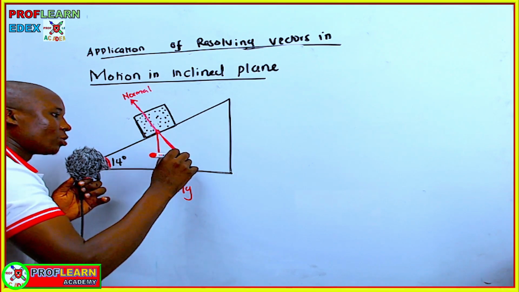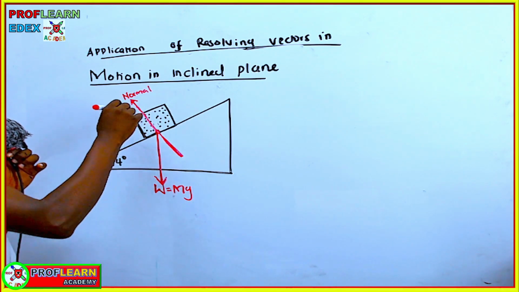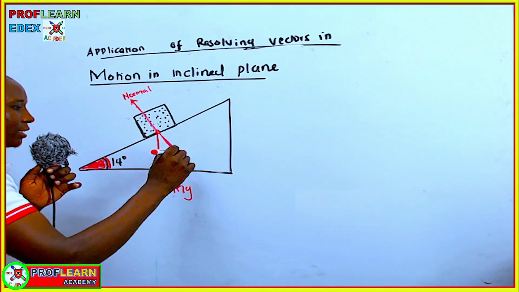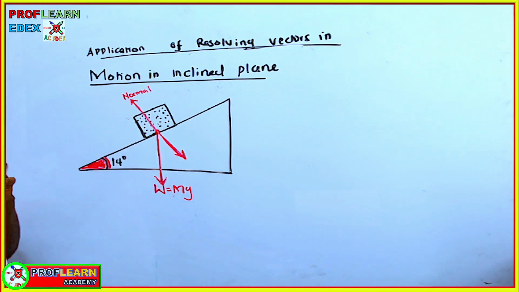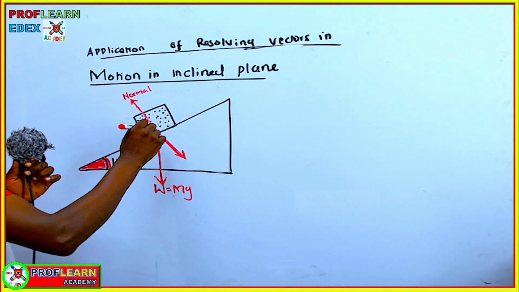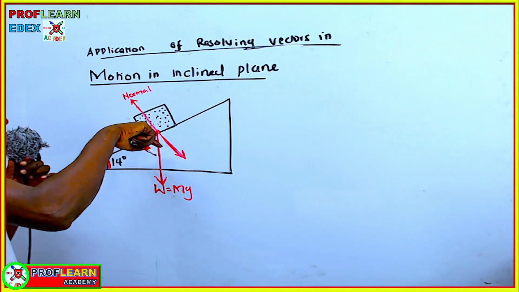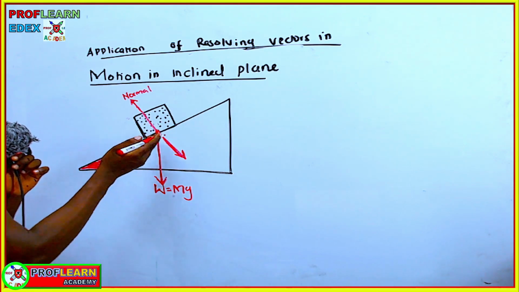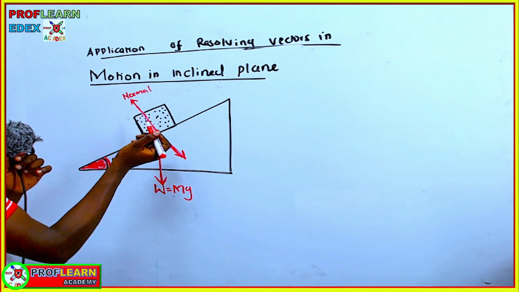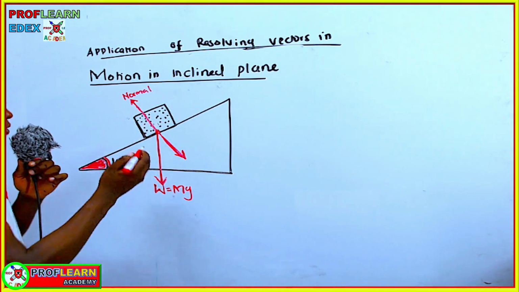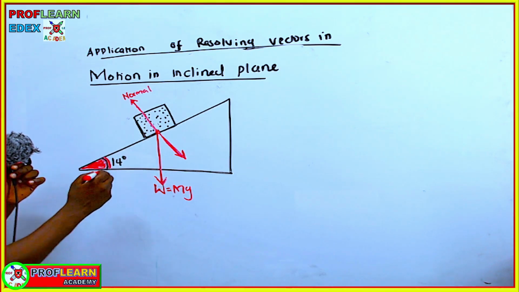But what we need to remember at that point is that the normal and this force that is acting in this direction, they are equal. So this is the force that the box is exerting on the inclined plane, and the inclined plane is going to exert an equal and opposite force on the box, right?